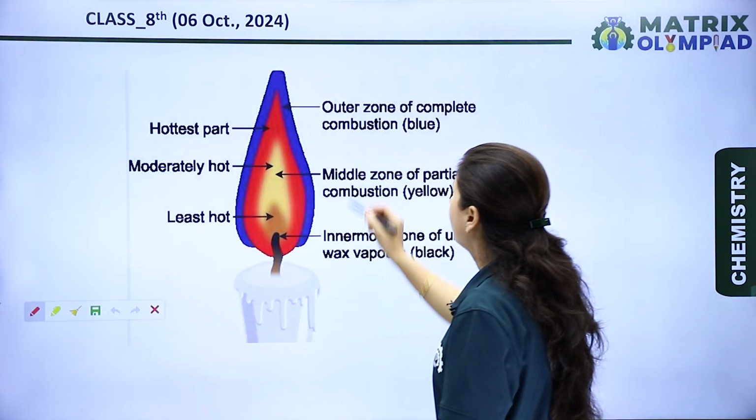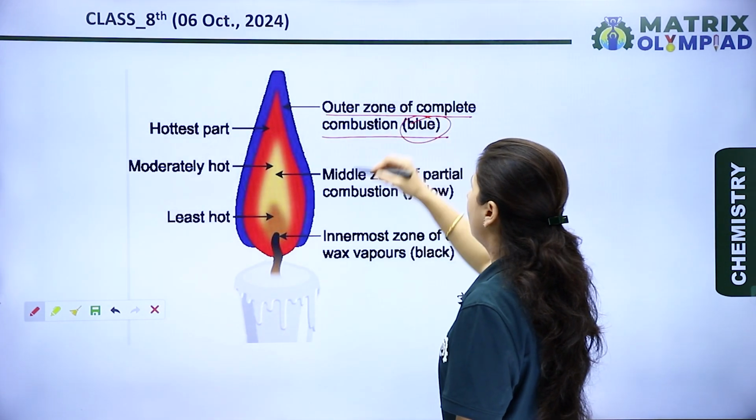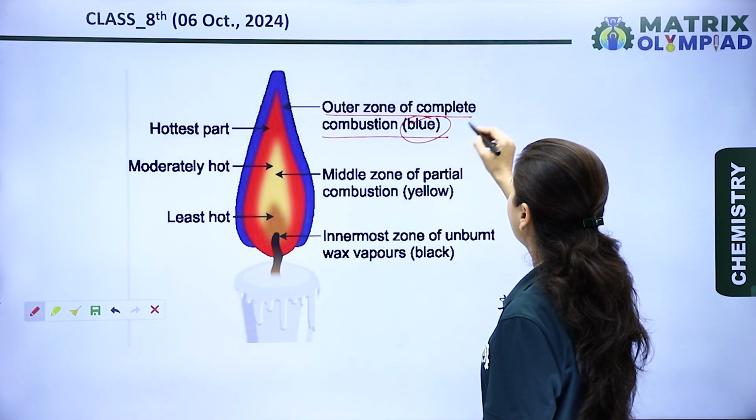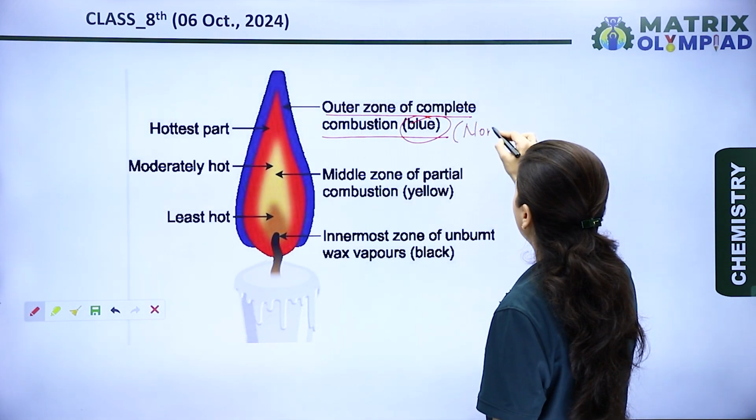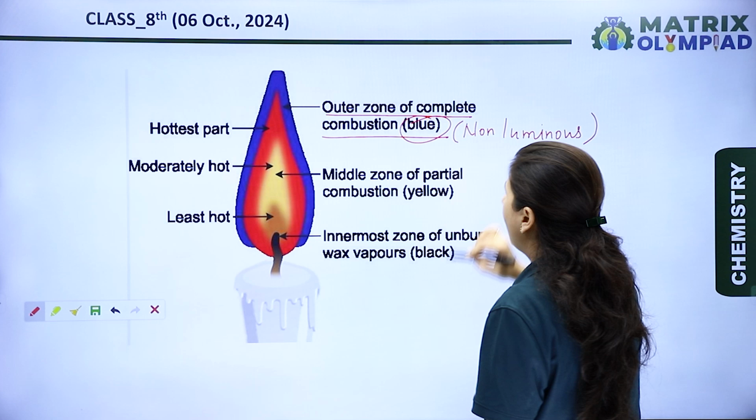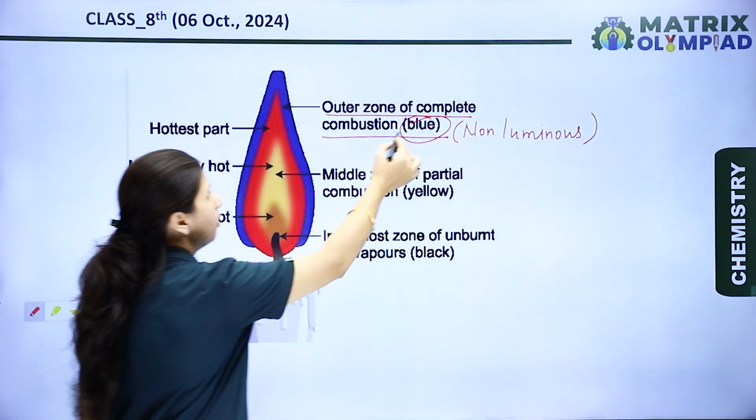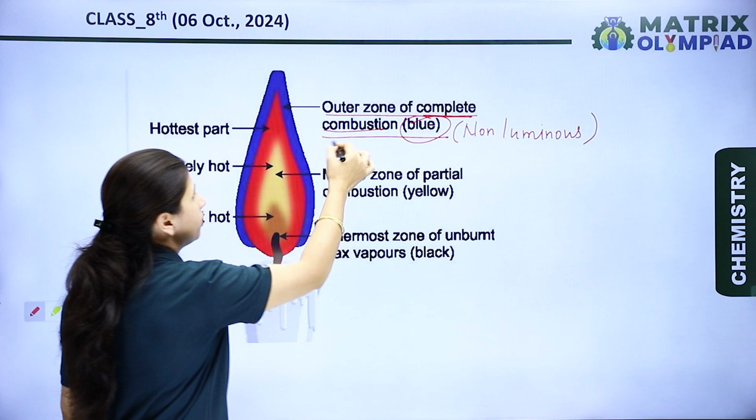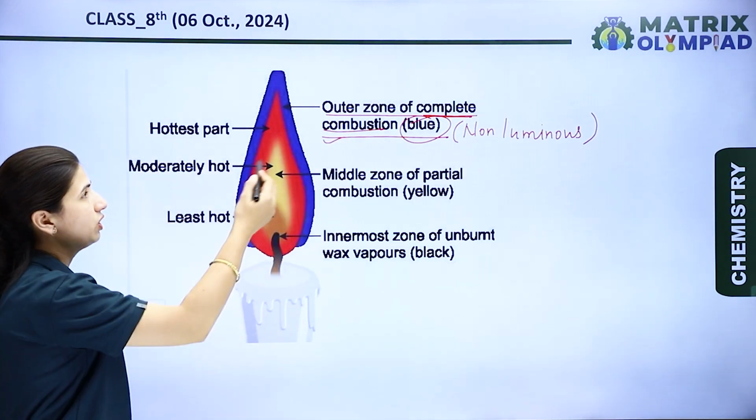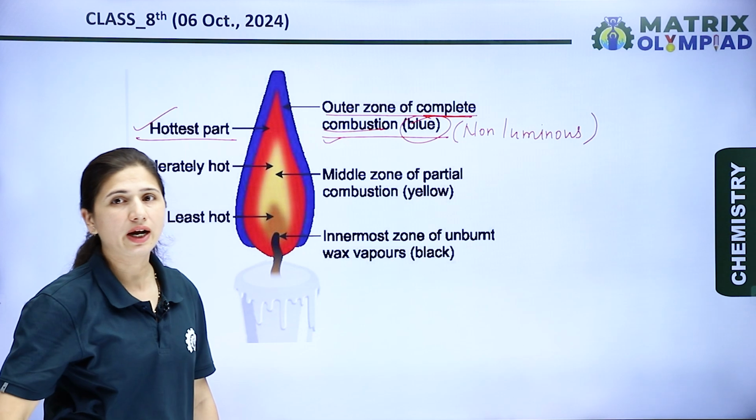In the diagram, the outer zone is denoted in blue color. The outer zone is known as the non-luminous zone. This non-luminous zone is blue in color and complete combustion takes place here, and because of the complete combustion, it is the hottest part of the candle flame.